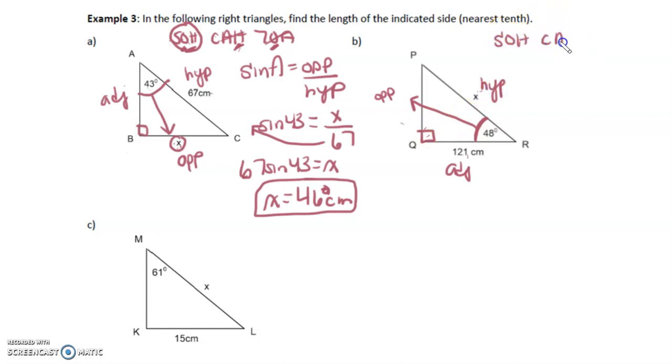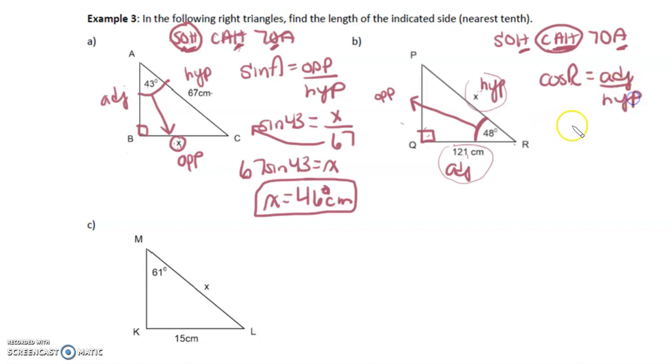So let's write SOHCAHTOA and see what we need. So we have an angle, and we're given the adjacent, we want the hypotenuse. Okay, we're going to use cosine because we have 2 things underlined there. So cosine of r, that's our angle, is going to equal adjacent over hypotenuse. So our angle is 48 degrees, our adjacent side is 121, and our hypotenuse is x.